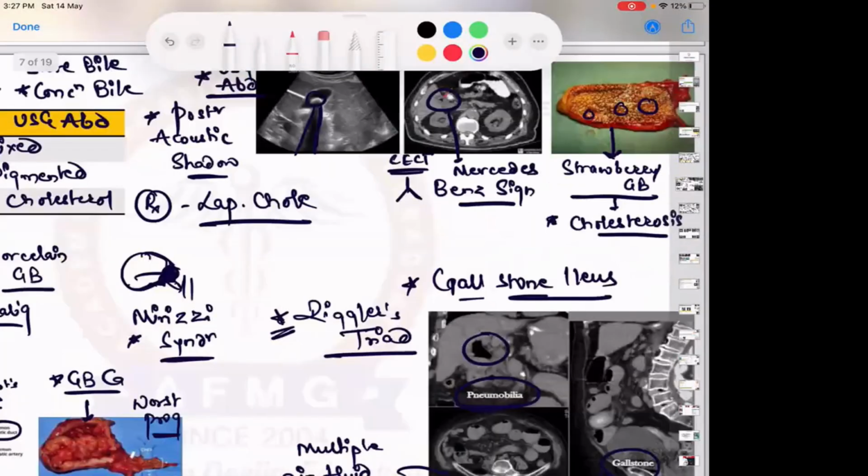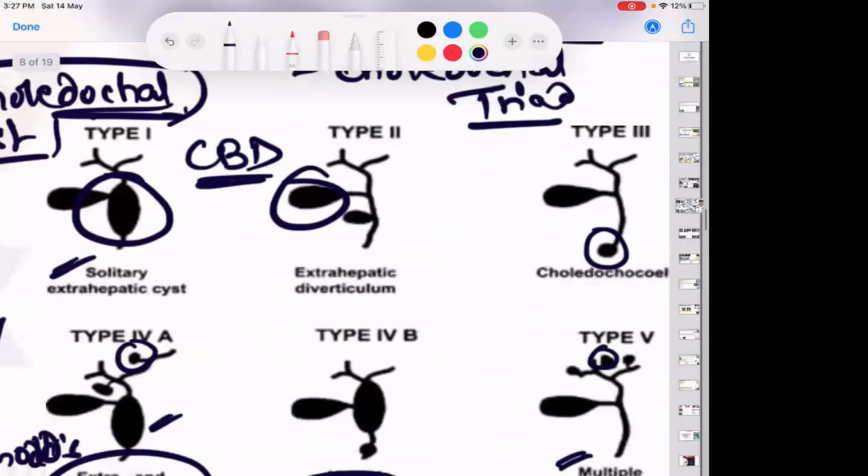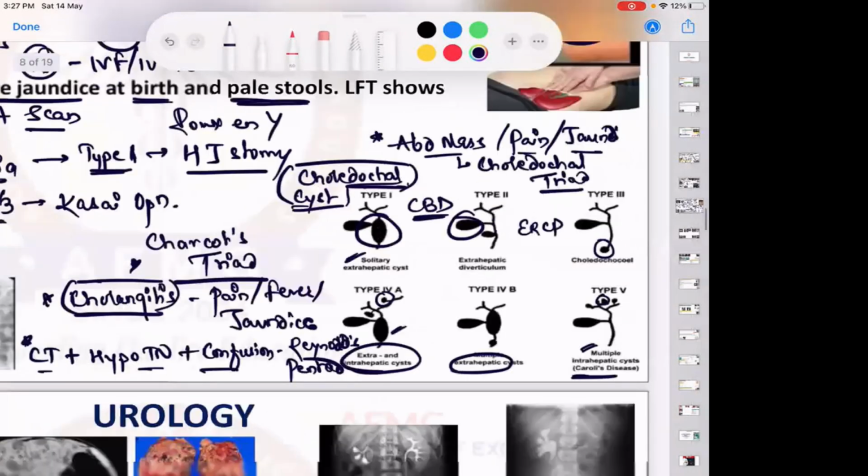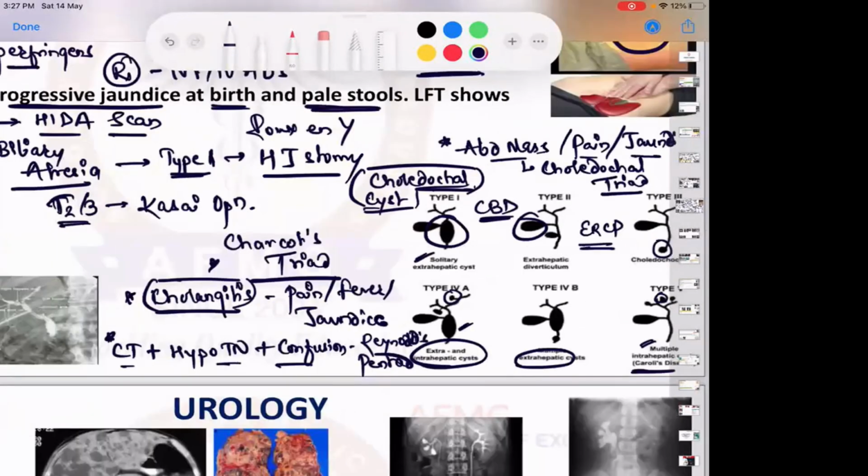So we will perform ERCP with sphincterotomy. We will open up the sphincter properly and we will repair the cyst properly. ERCP has a diagnostic as well as a therapeutic indication. MRCP can be done, but it will only be done for diagnosis. But ERCP is usually used for treatment as well.